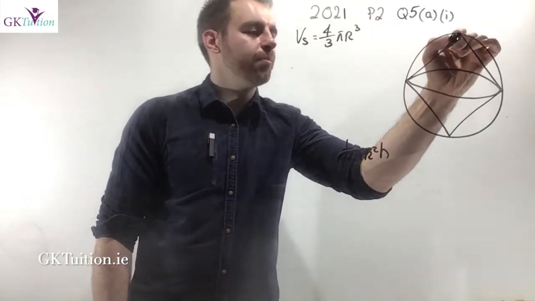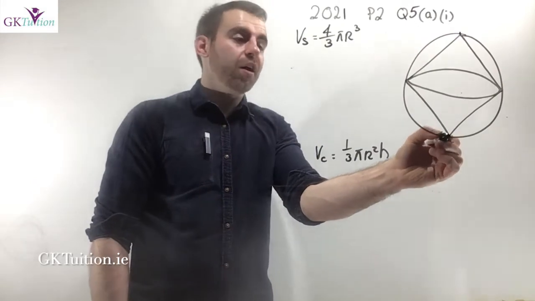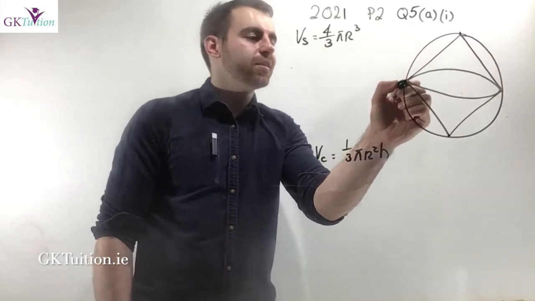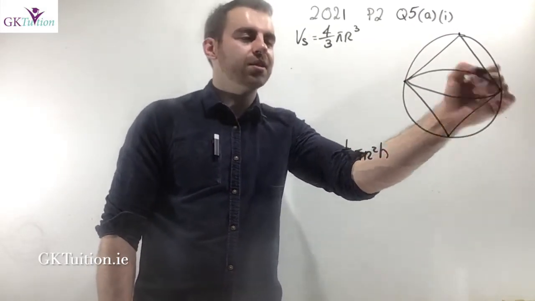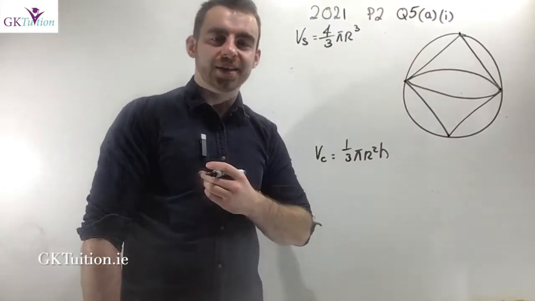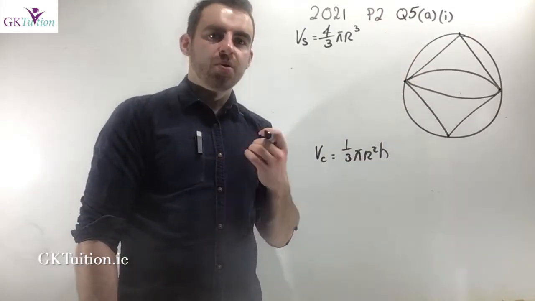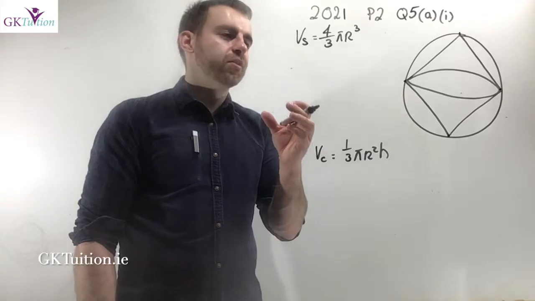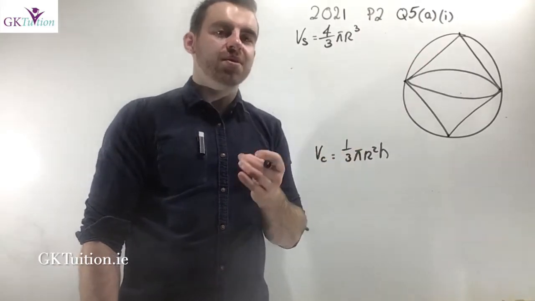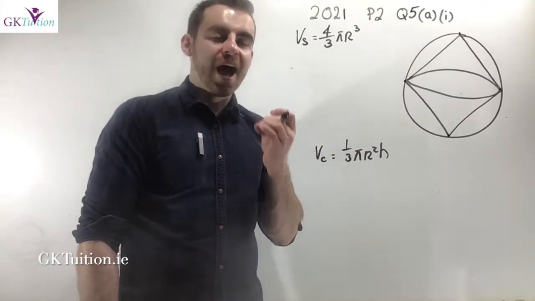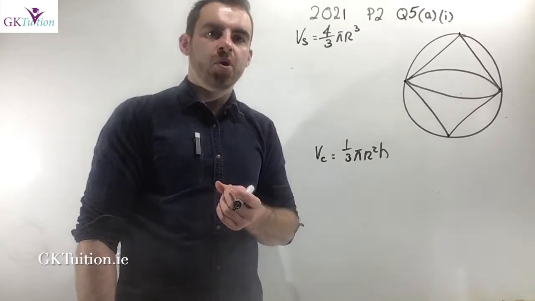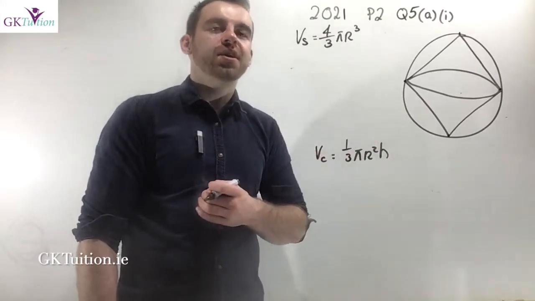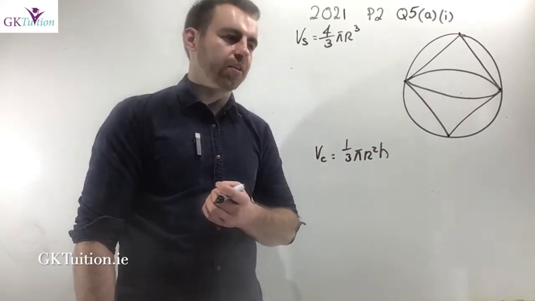In other words, the tip of each cone lies on the edge of the sphere, and the circle where the sides meet is also along the edge of the sphere. We're asked to prove that the remaining space that's not taken up by cones is half the volume of the sphere. Or in other words, that the two cones take up half of the volume of the sphere.